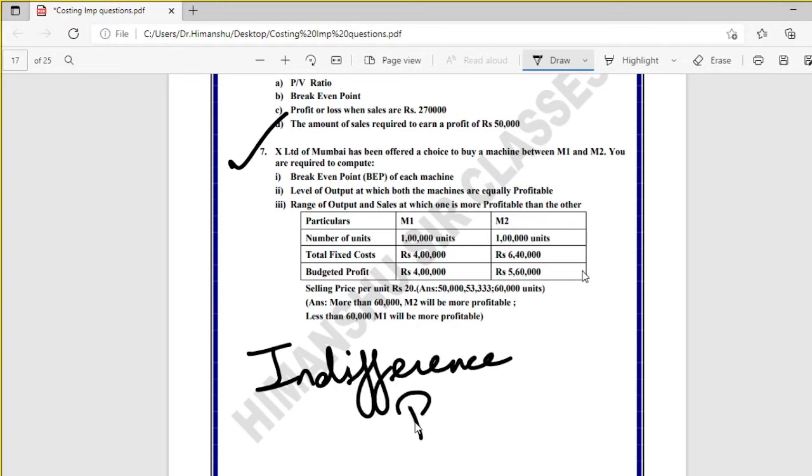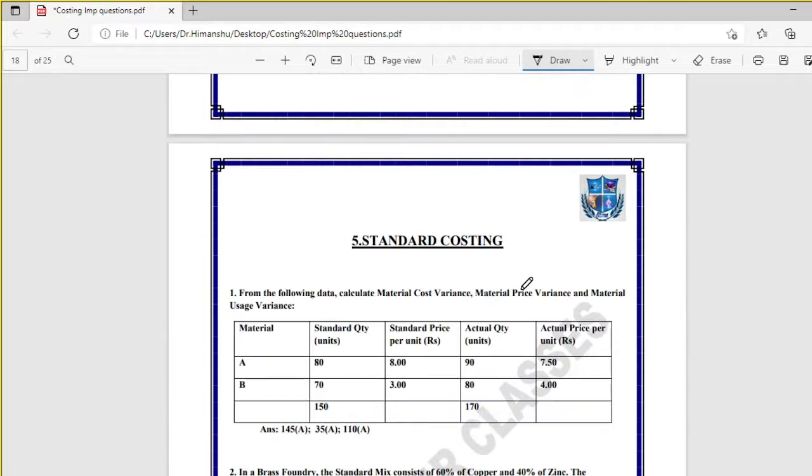Remember the indifference point, where the level of output at which both the machines are equally profitable. You must remember the indifference point. It is that level of output at which both the machines are equally profitable.